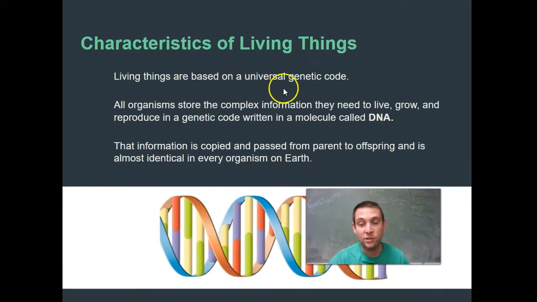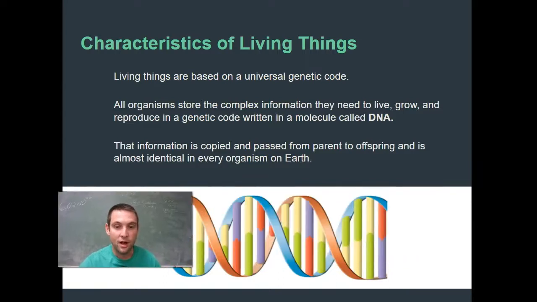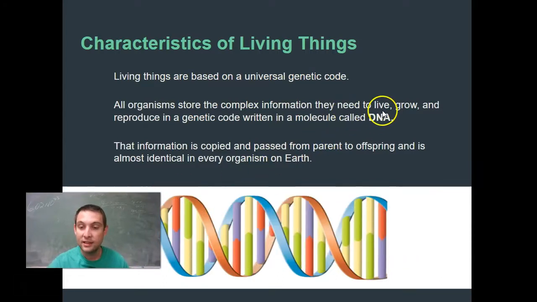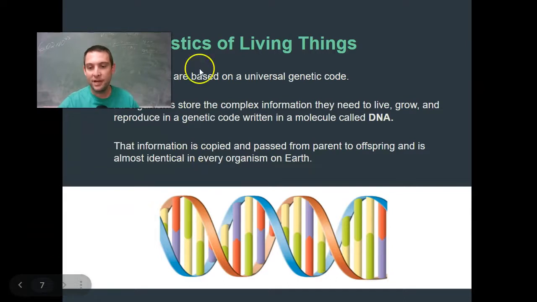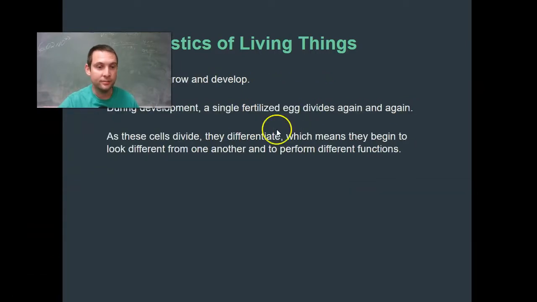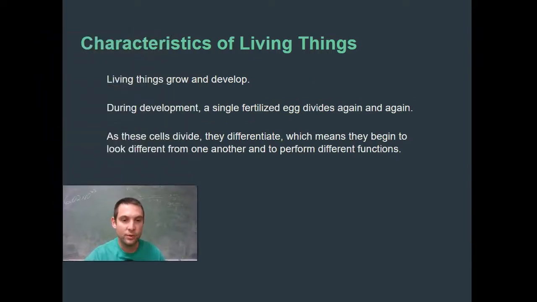Living things are based on universal genetic code. All organisms store the complex information they need to live, grow, and reproduce in a genetic code written in a molecule called DNA. That information is copied and passed from parent to offspring and is almost identical in every organism on Earth.